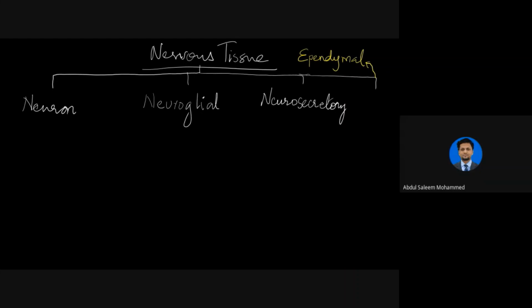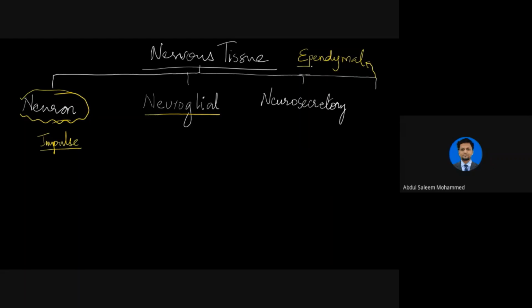Out of these 4 different types of cells, the neuron is the one which is helpful in transmitting the impulse or stimuli from the sensory organs to the brain, and from the brain to the sensory organs. So the to-and-fro movement of this impulse is all carried out by the neuron. Whereas the neuroglial cells are the ones which support the neurons. Neurosecretory cells are the ones which secrete secretions, and they are found specifically in the endocrine glands which are associated with the nervous system.